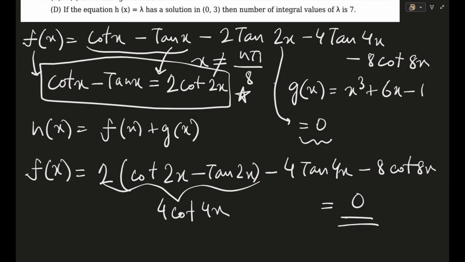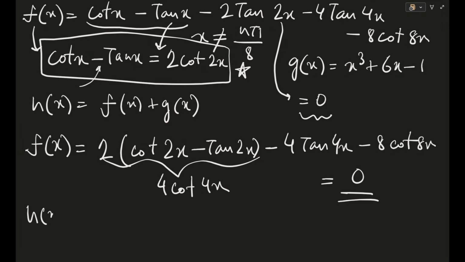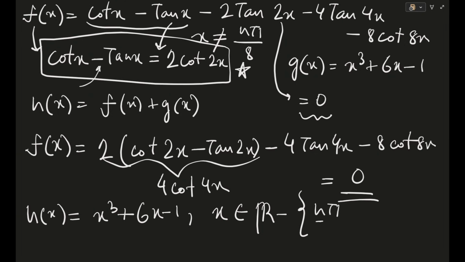I don't know if there is some other method to solve this. There should be. But you saw, this particular formula did this complete thing within a few seconds, right? If you remember this, it is just a matter of 5 seconds maybe. So that's the use. So basically h of x is nothing at all but x cube plus 6x minus 1, and it is such that the domain is x belonging to all reals except n pi by 8, where n belongs to integers.